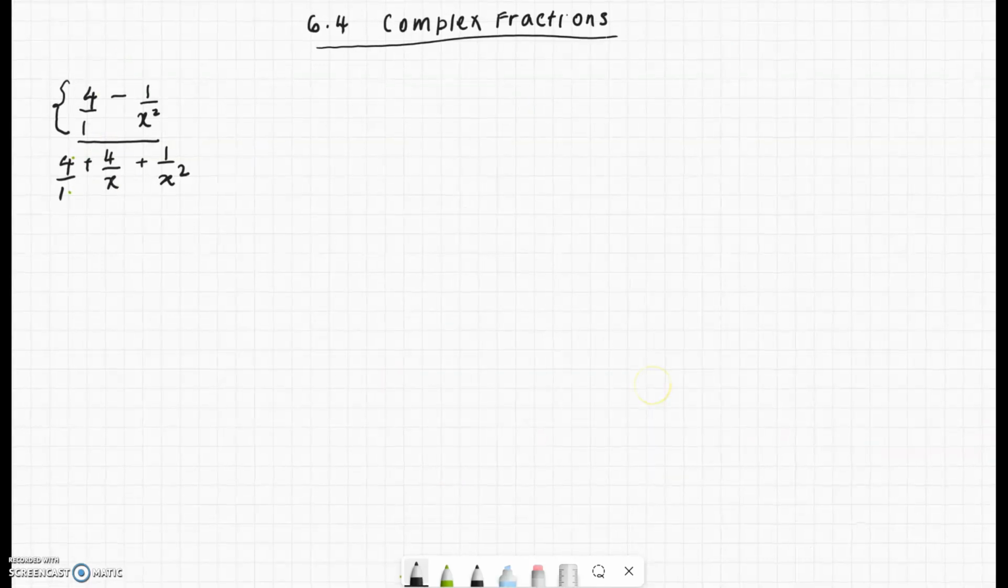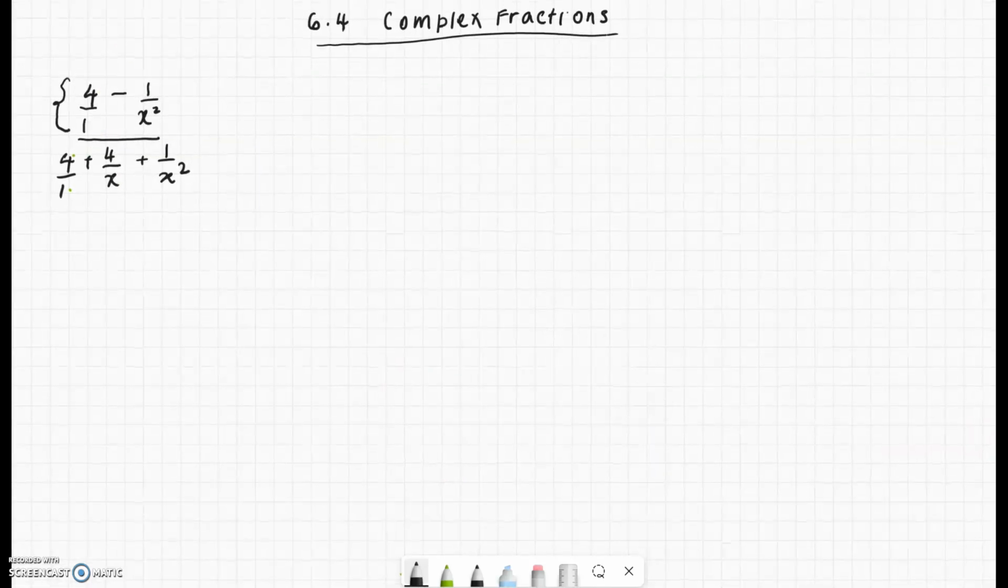Now we're going to simplify this complex expression by using the second method, which is multiplying the numerator and denominator with the LCD. Now in the numerator you have 1 and x squared. In the denominator you have 1 again, x and x squared. So collect all the denominators, everything in the numerator and the denominator here, and take the LCM. The LCM of x squared and x is the larger of the two, which is x squared.